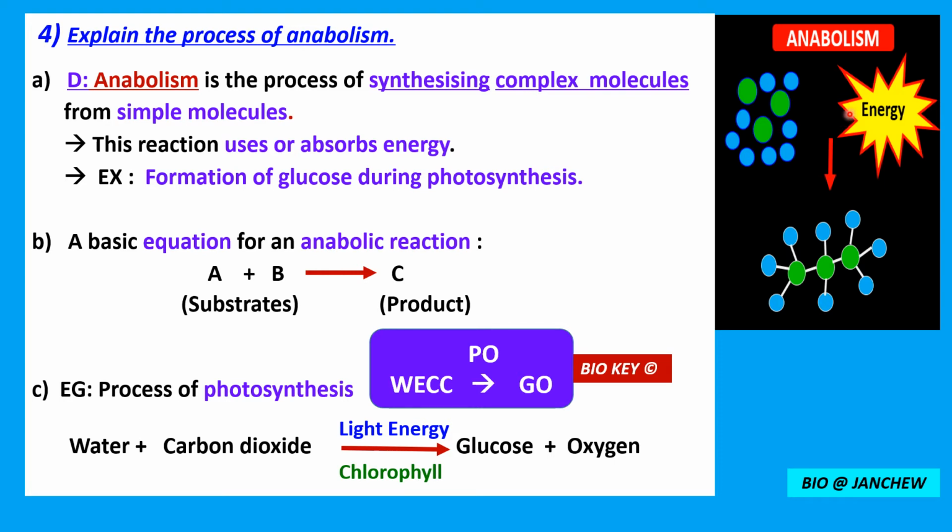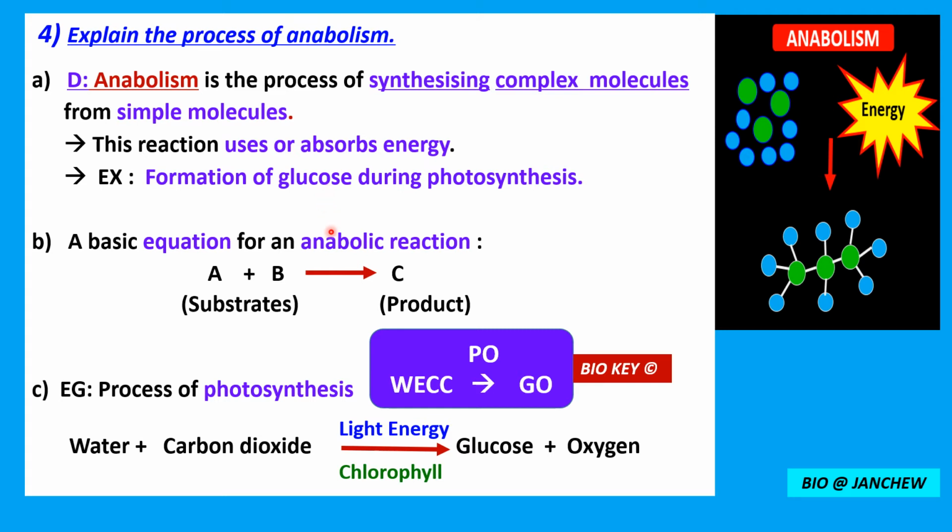And usually energy is needed to form the chemical bonds. So this reaction uses or absorbs energy. An example is the formation of glucose during photosynthesis, right? When glucose is formed in photosynthesis by green plants, the carbon dioxide and water is used by the green plants together with the light energy from the sun to form the more complex compound, which is glucose. So this is a process of anabolism, or an anabolic process.